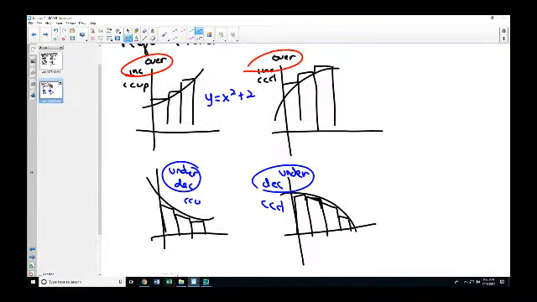Okay, how do I know that function is increasing? Where is it increasing? This is a big part of first semester. The derivative is positive. And so y prime is 2x.